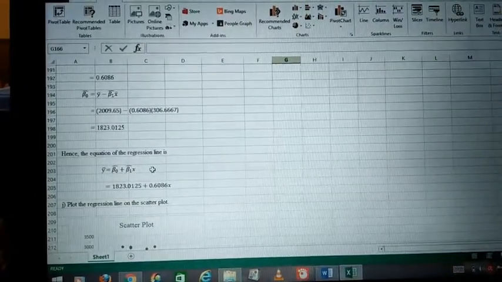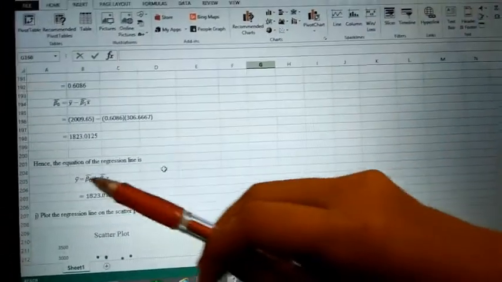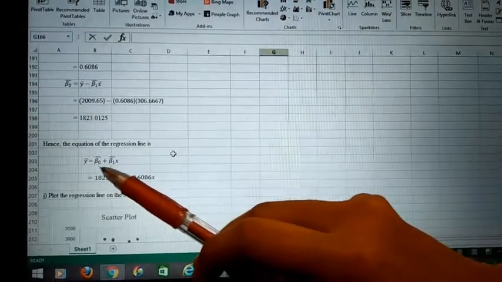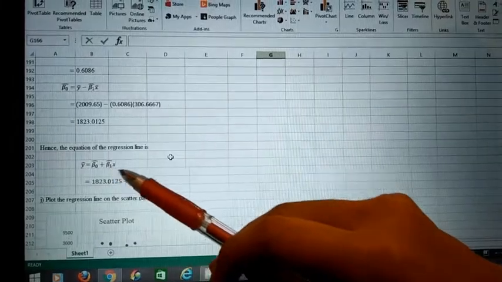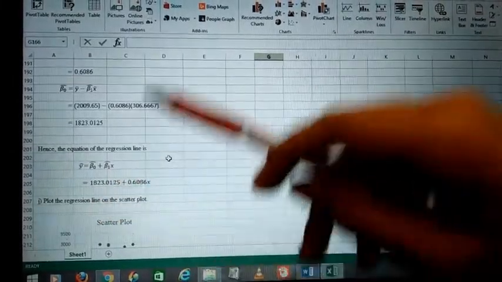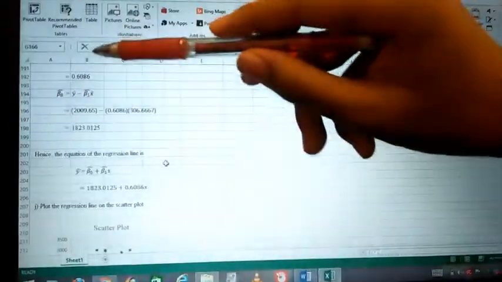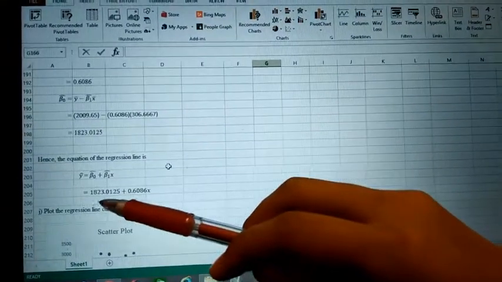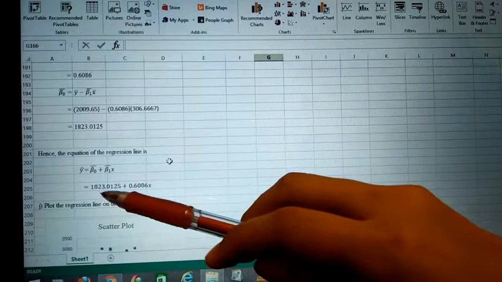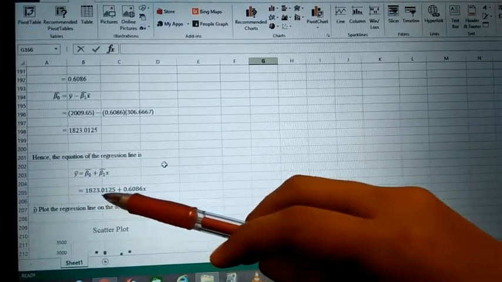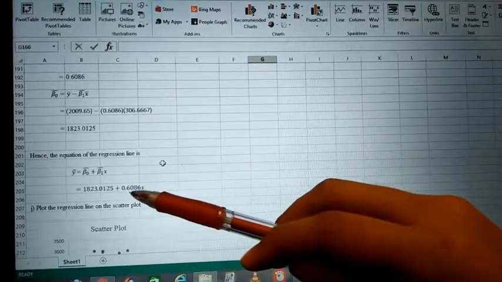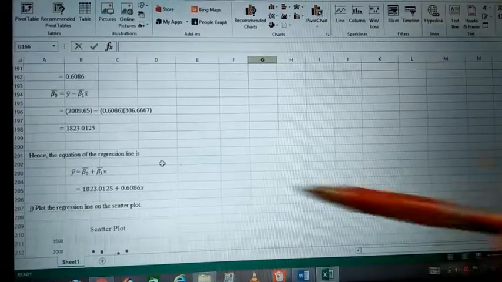Then the equation of the regression line is y hat equal to beta hat null plus beta hat 1 x. So we take the data we got here into this equation, and we get 1,823.0125 plus 0.6086x.